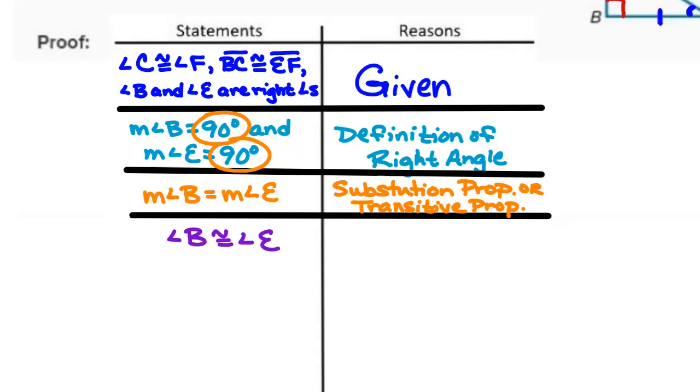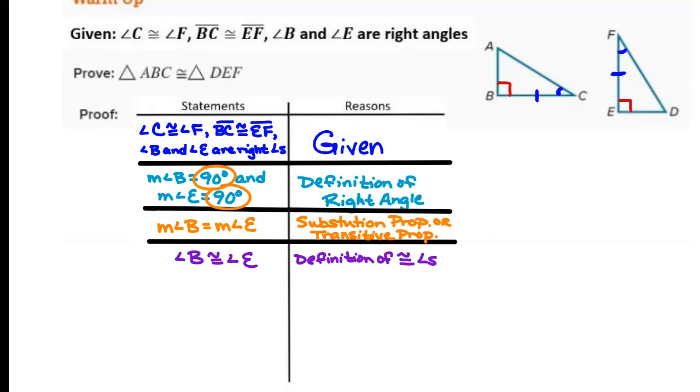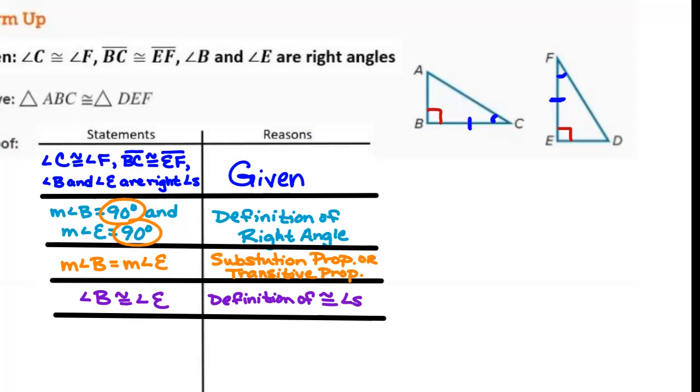To then make the leap that they go from the measurements being equal to the angles being congruent, that is the definition of congruent angles. So now I have that angle B is congruent to angle E.